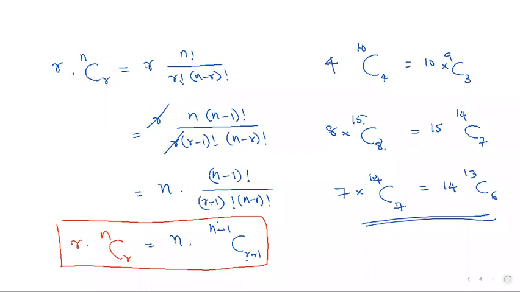Okay, finished? No, sir. Pause the recording. Write this question. nCr minus 1 is 36, nCr is 84, nCr plus 1 is 126. Find rC2.